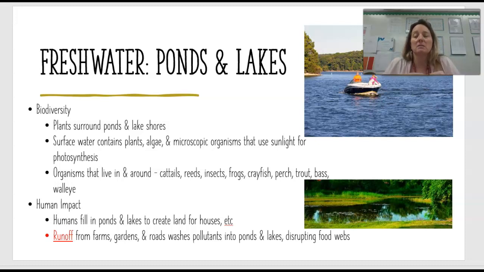Human impact. Lots of times when we need more land, we'll fill in ponds and lakes to create land for houses, other buildings, roads, whatever. Once again, runoff from farms, gardens, and roads washes pollutants into the ponds and lakes and can disrupt food webs.